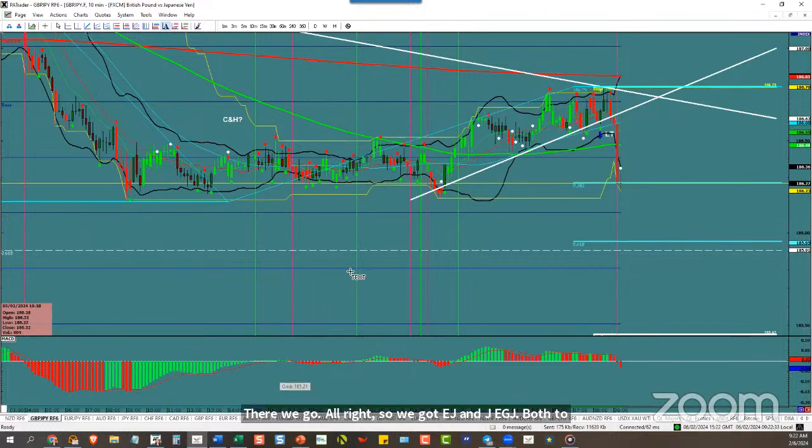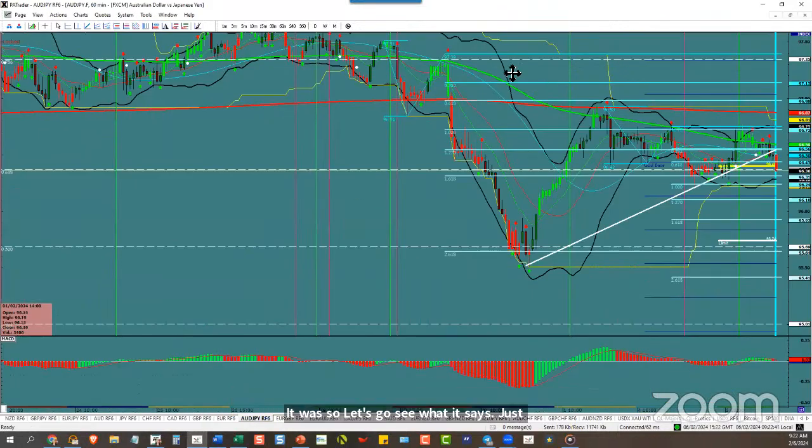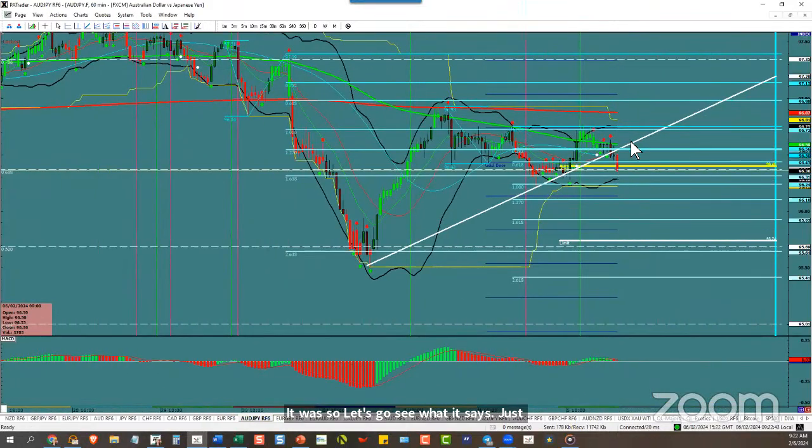All right, let's go look at the Aussie yen now. Was that on the table? It was. So let's go see what it says. All right. Just starting. That's sweet. So we need a bounce back up. If you missed the GJ and the EJ, and especially if you're a beginner, this is a beginner's currency. Why? Because when it moves, it's nice and smooth. And when it pulls back, it doesn't pull back very far. So your stop will usually hold. See? So it's a great beginner's currency.